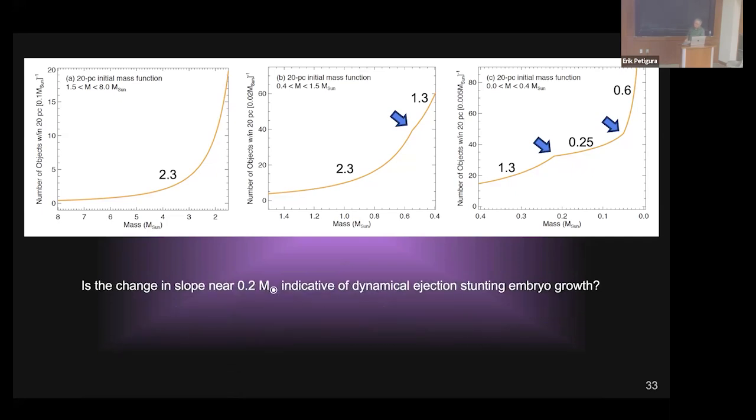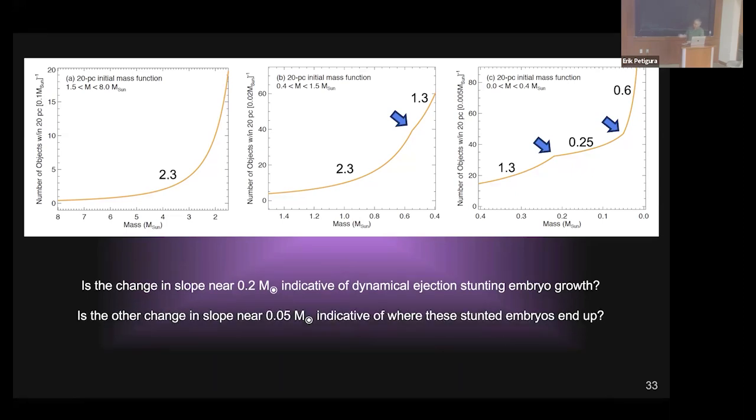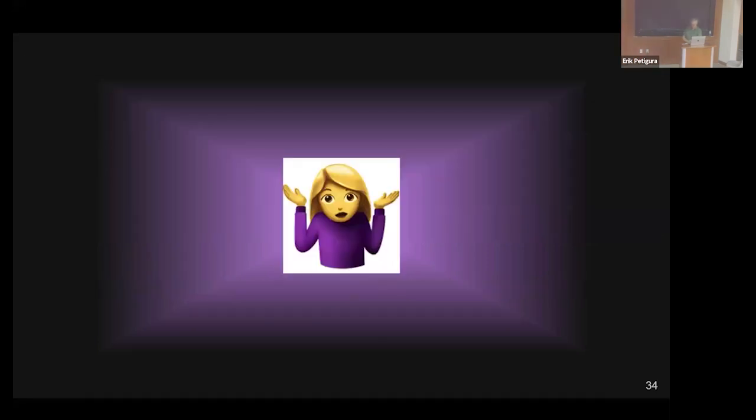Well, since we're being crazy anyway, let's say that this particular kink is maybe caused by dynamical ejections that are stunting the embryo growth. And then the next kink out here, where you see things going much stronger upward again in the brown dwarf regime, may be where all those stunted embryos end up in the end. I don't know. That's just pure speculation on my part. I would say this is the actual answer still, and I'll leave it there for questions.